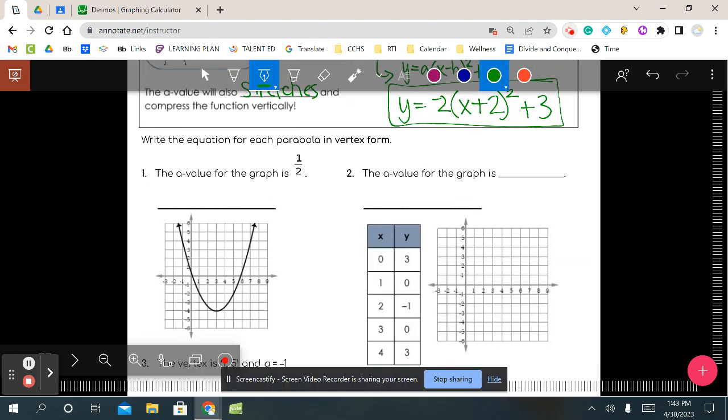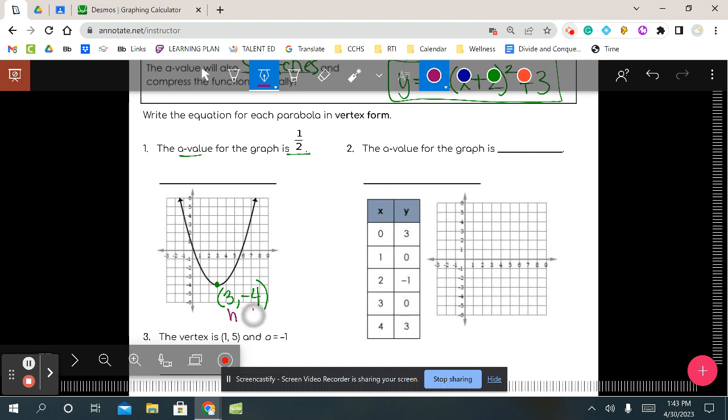Going down to writing in vertex form, so we'll have different information from both of these. So the first one, it says our a value is 1/2, and then we have to find our vertex. So our vertex right here is 3, -4. So it gives us everything we need for our vertex form, because this is our h, this is our k, and this is our a value. So y equals our a, (x minus my h) squared, and then plus my k. My k is -4, so I'm just going to put -4. And that's your vertex form.